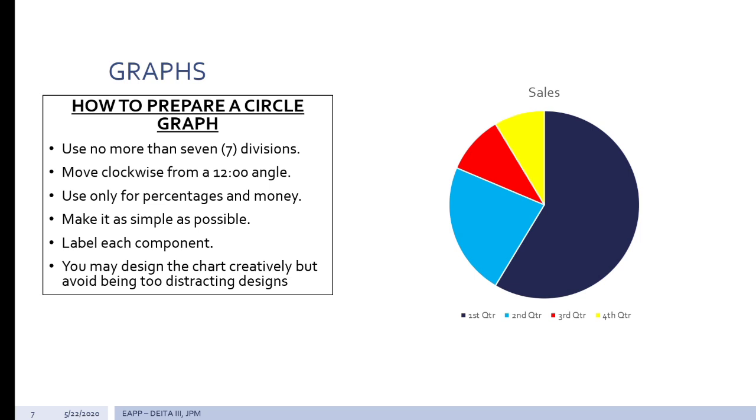Next one, make it as simple as possible. You can have illustrations on the pies, but make it very easy to understand so as to not confuse our audience. Next one, label each component. Each component should be labeled, let's say, by a color or a color and a text. Last one, you may design the chart creatively, but try to make it simple so as not to distract your audience.